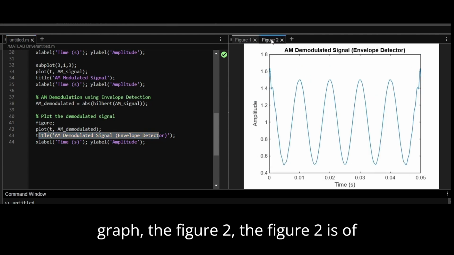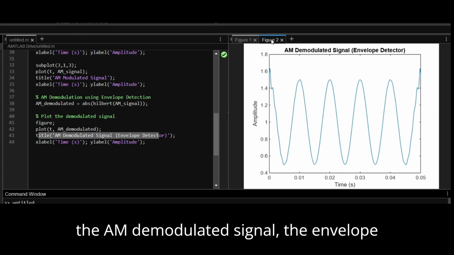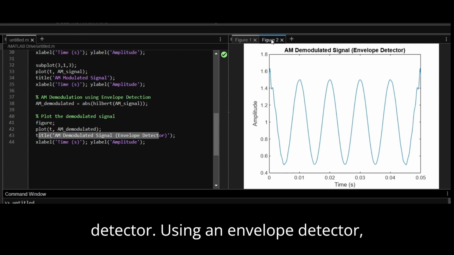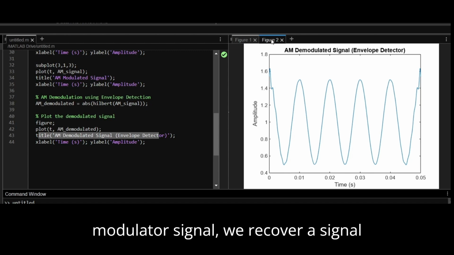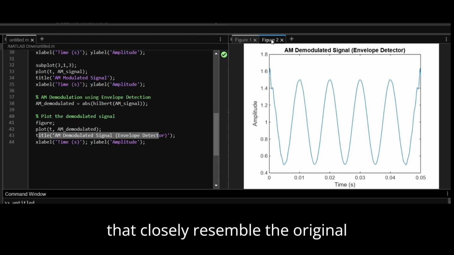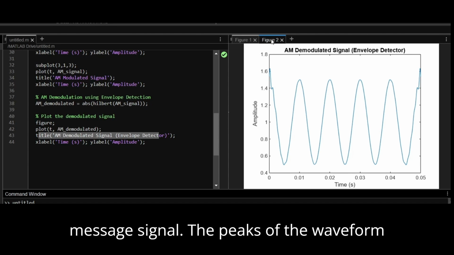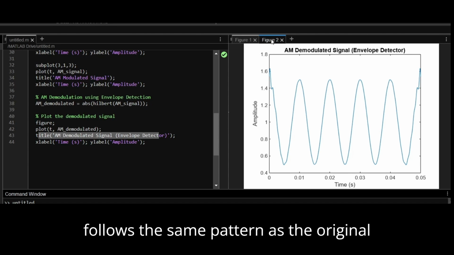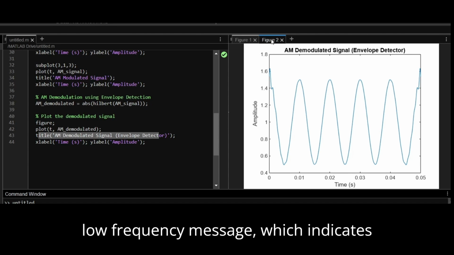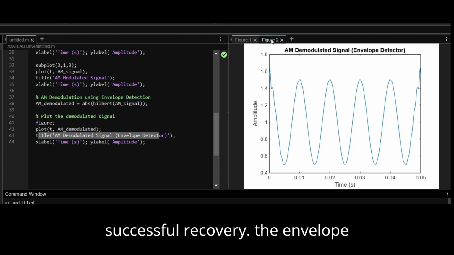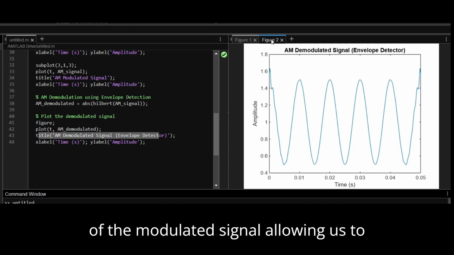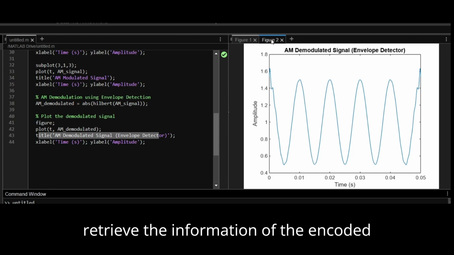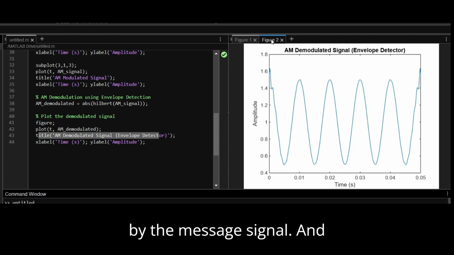The next graph is figure 2. Figure 2 is of the AM demodulated signal, the envelope detector. After applying demodulation to the modulated signal using an envelope detector, we recover a signal that closely resembles the original message signal. The peaks of the waveform follow the same pattern as the original low frequency message, which indicates successful recovery. The envelope detector extracts the varying amplitude of the modulated signal, allowing us to retrieve the information encoded by the message signal.